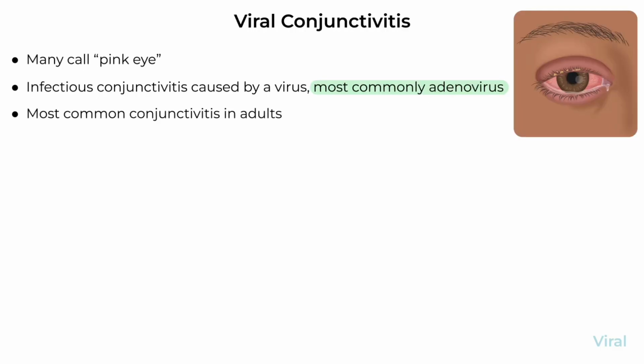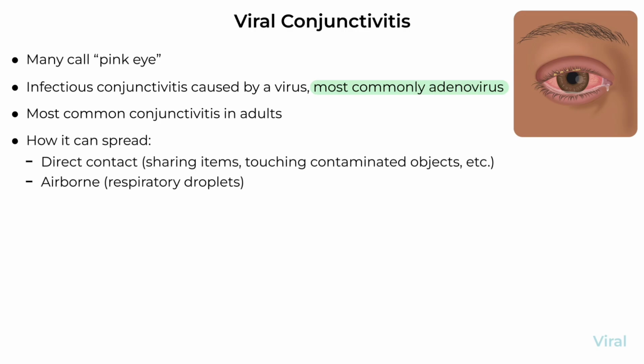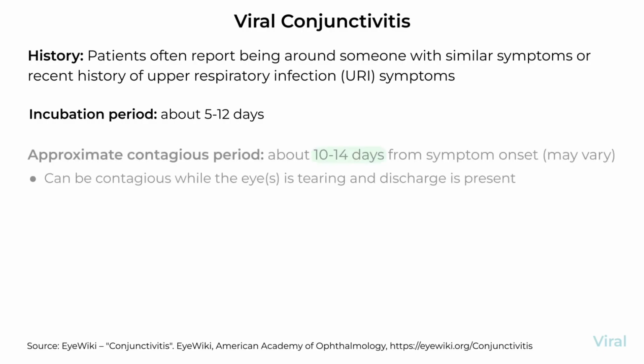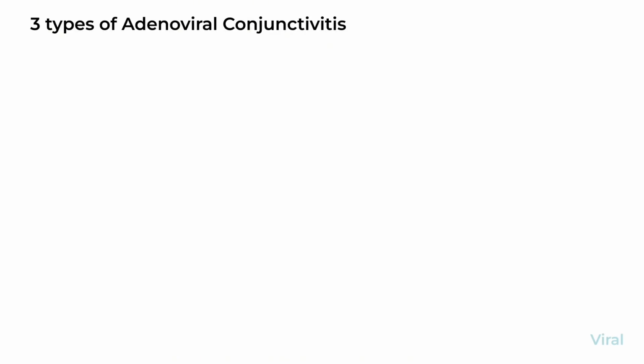It's the most common conjunctivitis in adults, and it can spread by direct contact, airborne through respiratory droplets, or through reservoirs like swimming pools. Patients often report being around someone with similar symptoms or currently or recently having upper respiratory infection symptoms. The incubation period is reported to be about 5 to 12 days, and viral conjunctivitis is highly contagious. The length of time that someone is contagious is about 10 to 14 days from symptom onset, although there may be some variability.